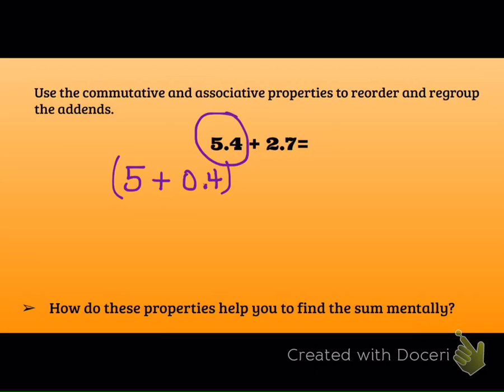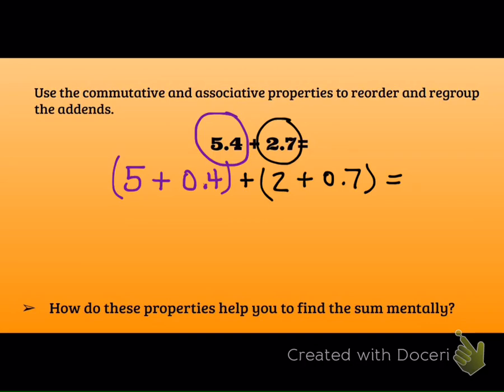And then I'm going to take the other number. I'm going to add these together. I'm going to take this 2 and 7/10 and break that into two pieces, 2 and 7/10. And then we're going to find out what all that equals. Again, we're trying to do this mentally in our head.